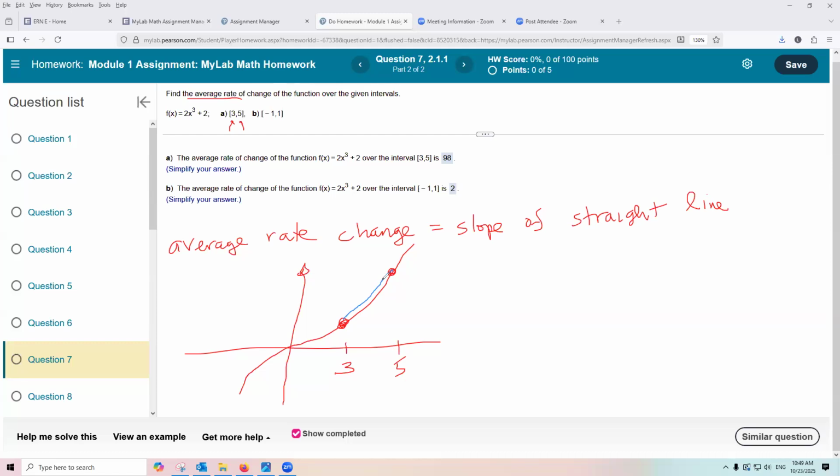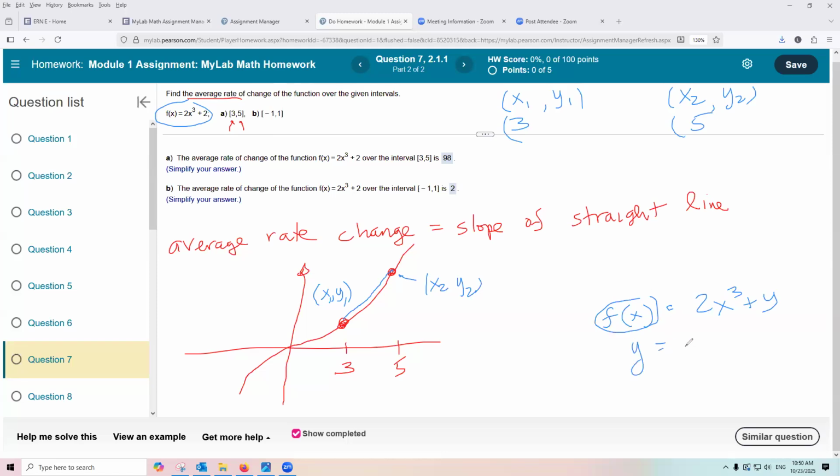So what we need to answer this question is the x1, y1 for this point, and the x2, y2 for that point. Let's do x1, y1, and then we'll figure out x2, y2. We know the x values, those were given to us, 3 and 5. But we've got to figure out the y value. Well, f of x really is synonymous with the y value. So I'm going to replace f of x with y, and write this equation as y equals 2x to the third plus 2.